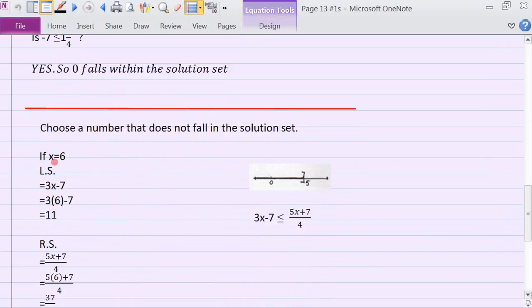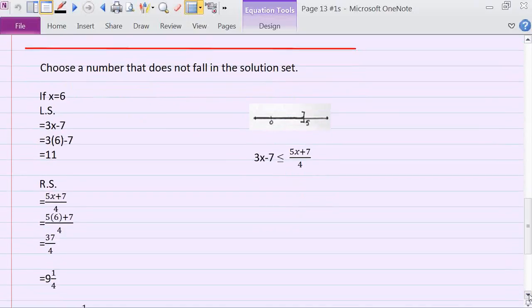Now let's choose a number that doesn't fall in the solution set. For example, 6. We could use 7, 8. We could use 5.5. We could use 5 1/4. But we'll choose a number close. And we'll see the left side, 3 times 6, substituting x equals 6. 18 minus 7 is 11.